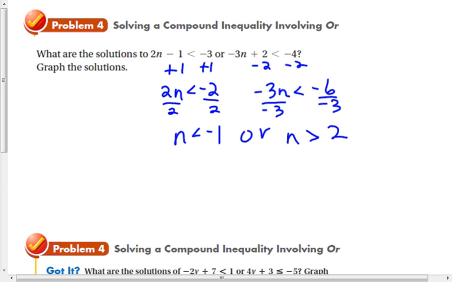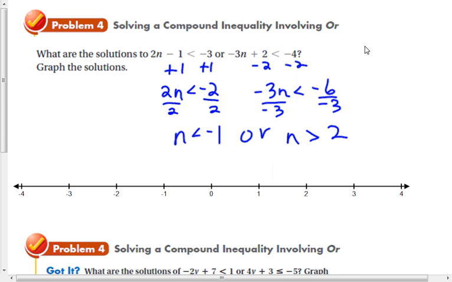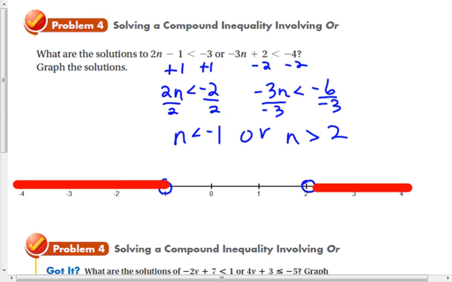All right, and then to graph those, I would just get a number line. And on my number line, I would circle negative 1. And it needs to be less than negative 1, so I'm going to go to the left of that one. And greater than 2, I need to go to the right of that one. All right, you try that.